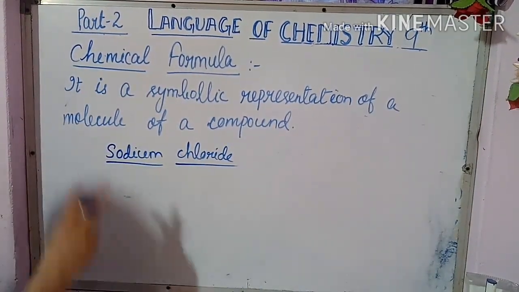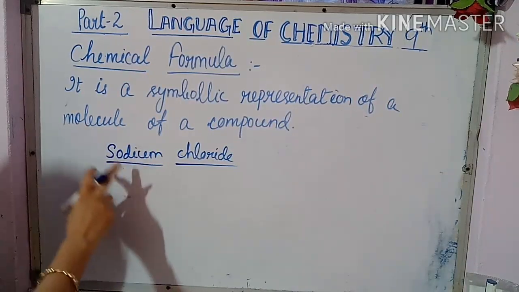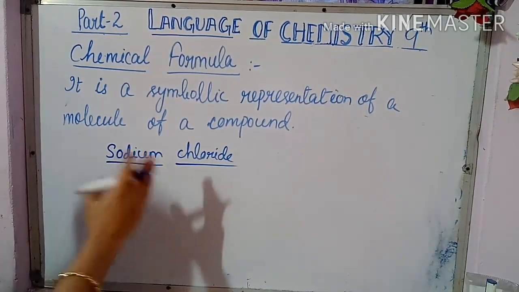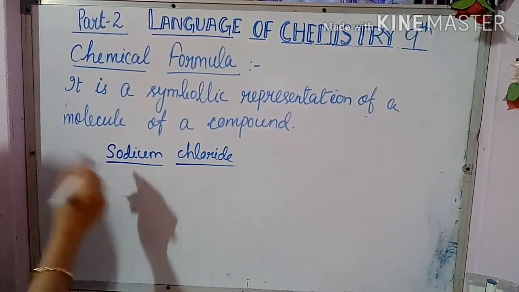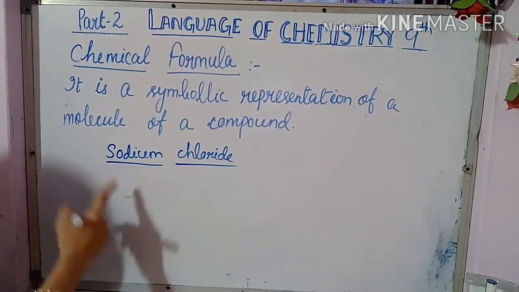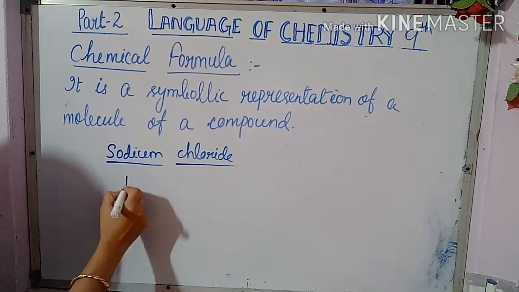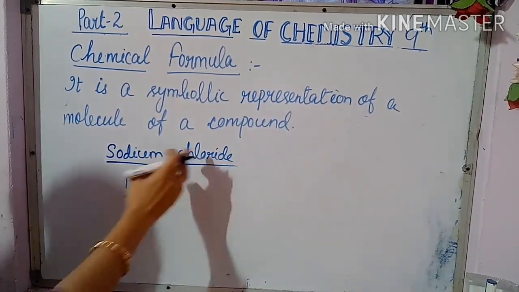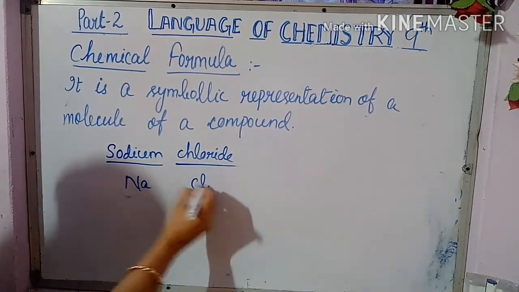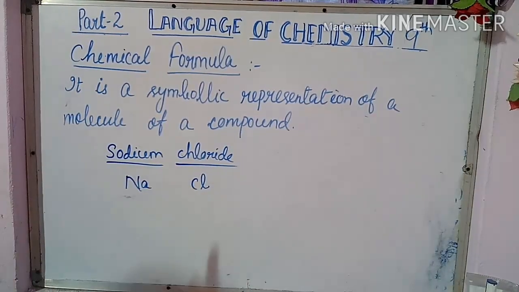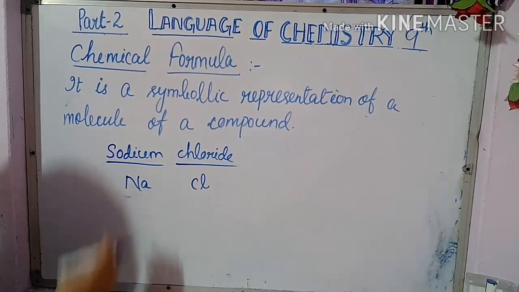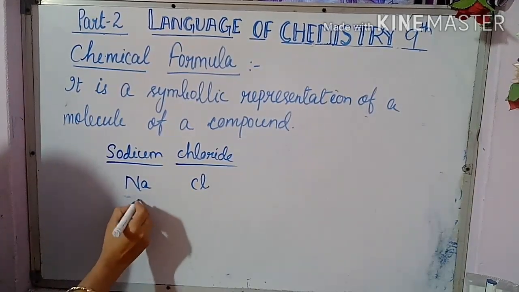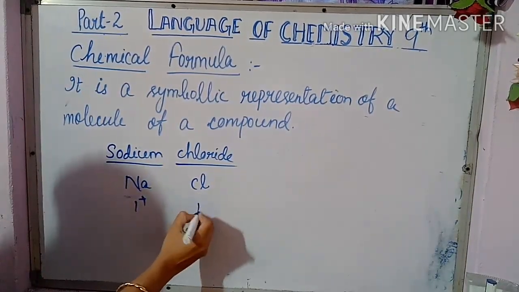First procedure: the positive radical is on the first or left hand side. The negative radical is on the second or right hand side. And how will you write? First you write the symbol. What is sodium? It is Na. Chloride means Cl, chlorine, from chlorine only chloride came. Now below that you write the valency. Suppose Na, what is the valency? 1 plus. Cl, what is the valency?